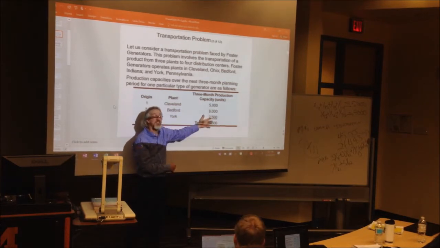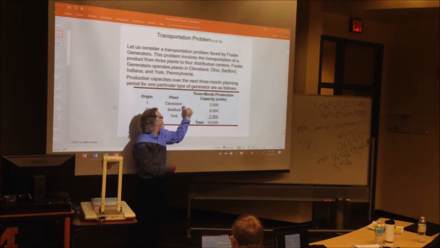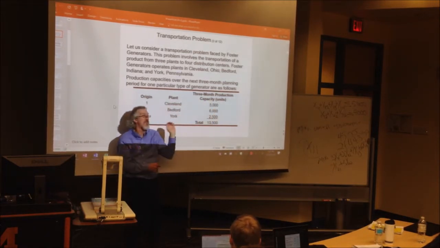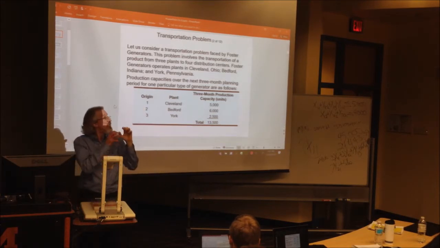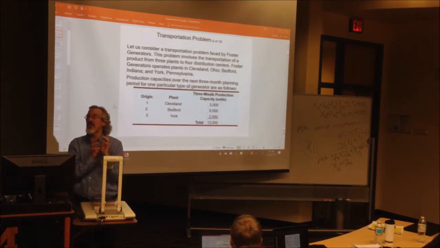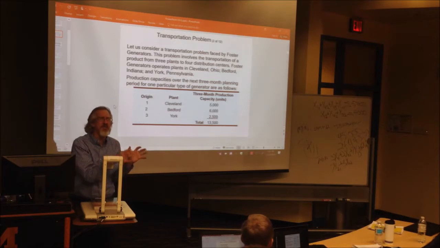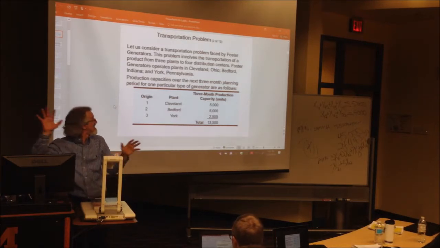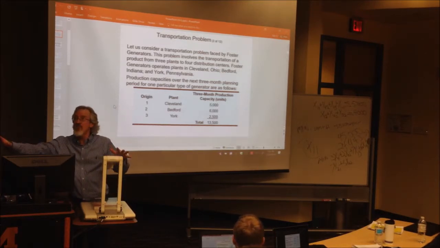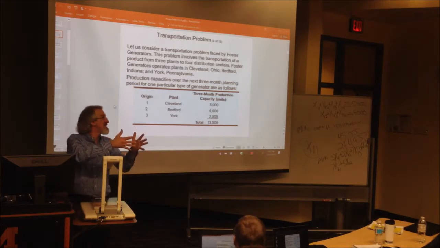Here's how much generators they could make: 5,000 at this one, 6,000 at that one, 2,500. Now, they have the capacity to make that many, but they don't have to make that many. If the demand is less than 13,500, that's why you're using less than or equal.